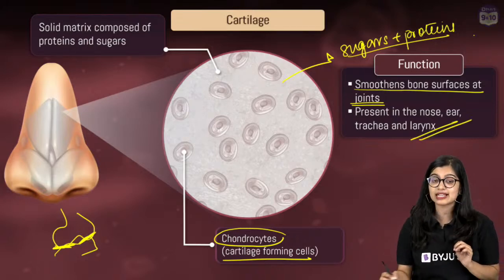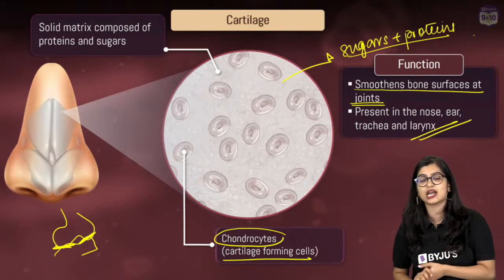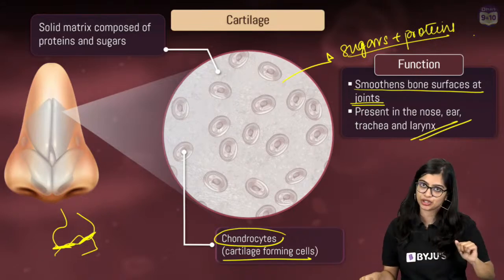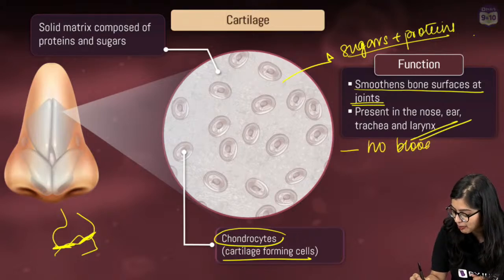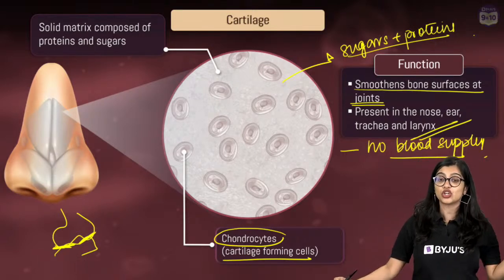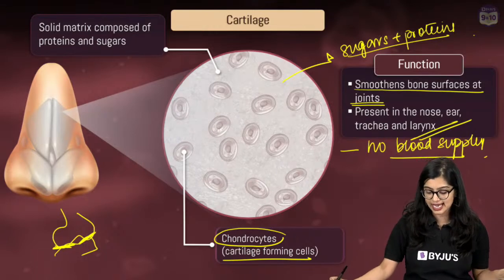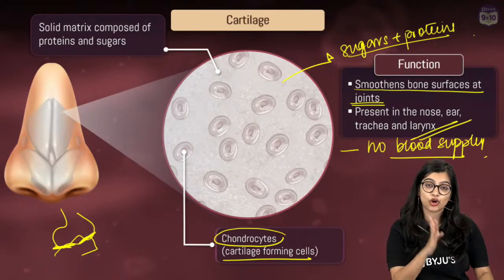And apart from that, it's also found in the tip of the ears, tip of the nose, right? And it's very soft and squishy. Now, very important point is that this has no blood supply, okay? There are no blood vessels in the case of cartilage, right? Unlike your bones, which are richly supplied with blood vessels, yes? So this is the main point of difference between your cartilage and your bones.